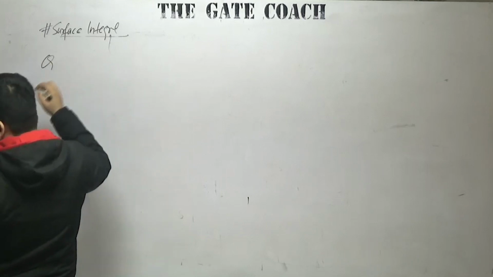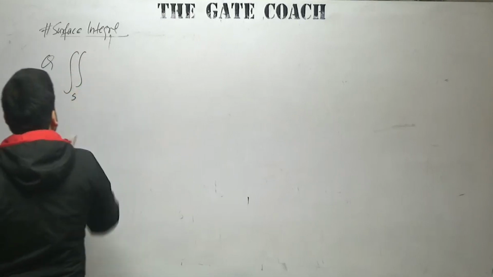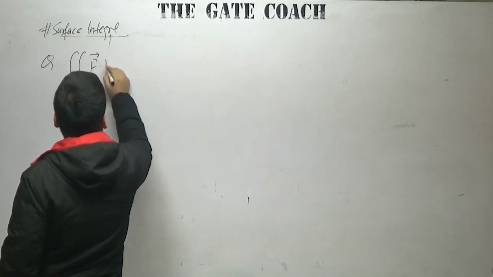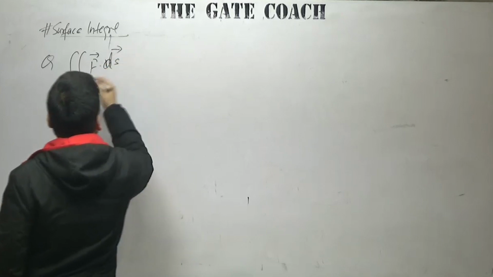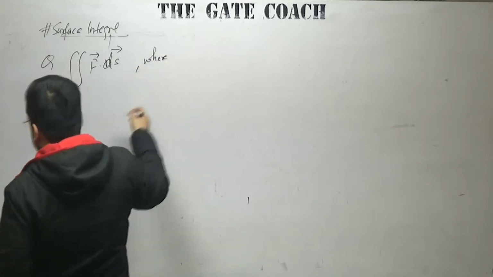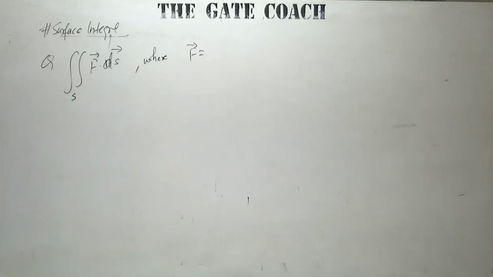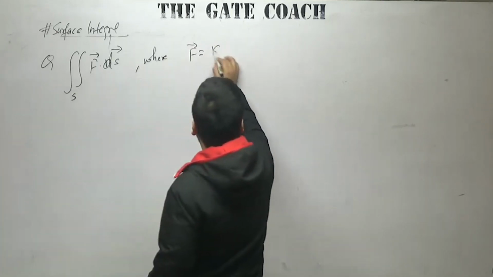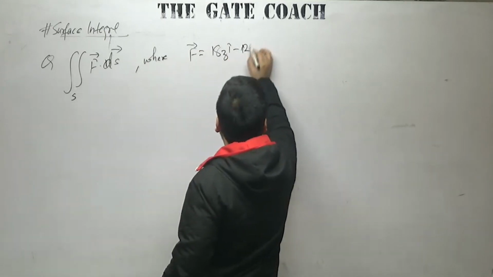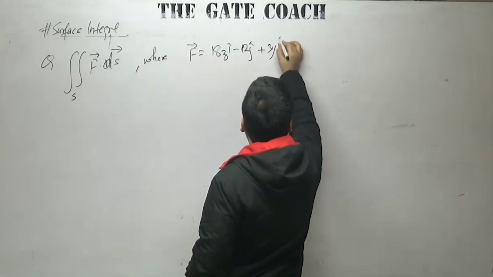The question is, I guess we also solved this in the class, but if not, let me solve it again here. We have to calculate a double integral on the surface S of F vector dot dS vector, where F vector is equal to 18z i cap minus 12 j cap plus 3y k cap.